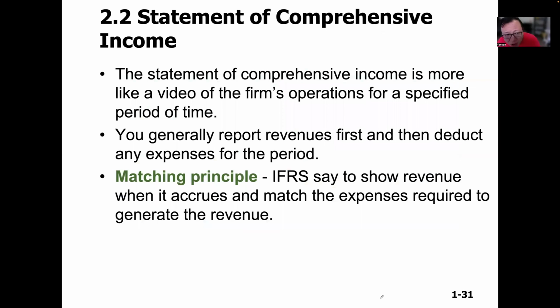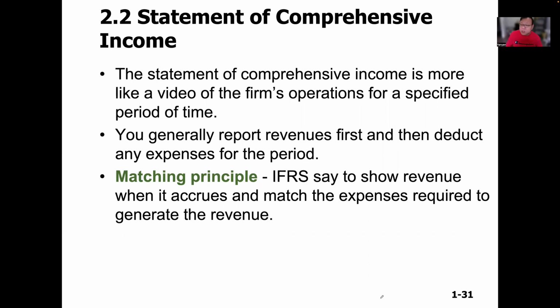A statement of comprehensive income. The statement of comprehensive income records all the activities for that reporting period. You generally report revenue at the top, followed by expenses.